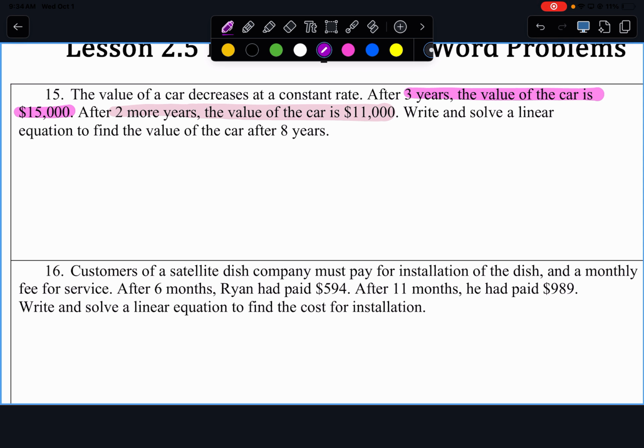So the first point would be what? 15,000. And then it says after 2 more years. So what would the next point be? 5, 11,000. Okay, that is because of how it says after 2 more years. So it's saying 3 plus 2 more. I wanted to make sure we did that together. But that's our points.